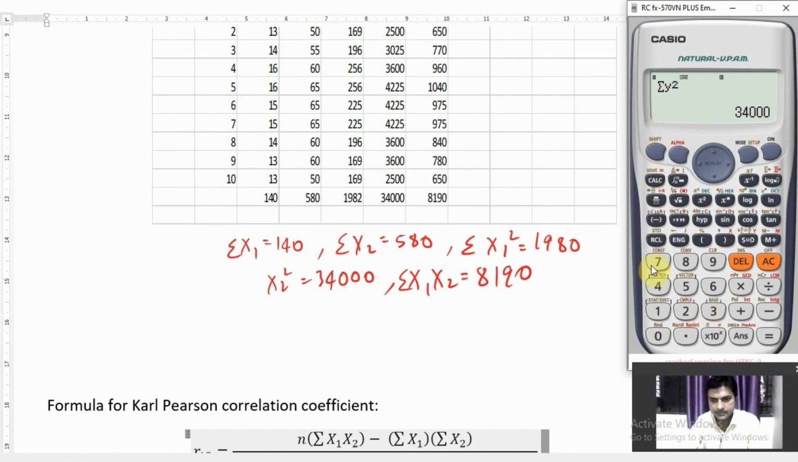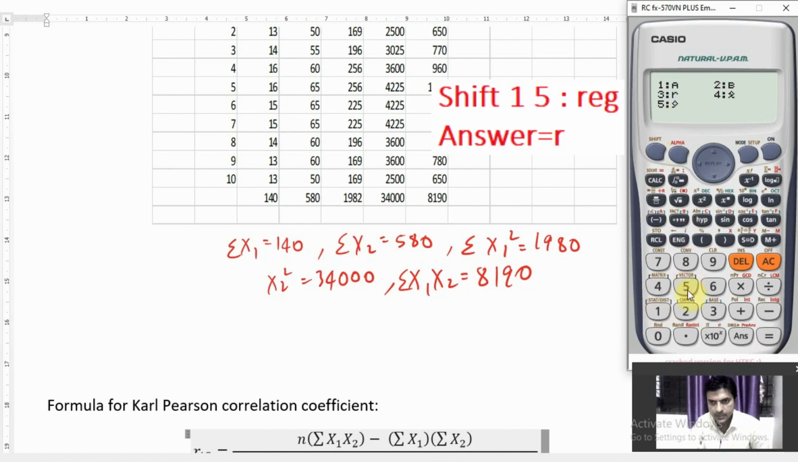And then again shift 1 3, yes 5, summation x1 x2, so equal to 8190. Within 2 minutes you will get all the answers. Now directly we can see shift 1, there is 1/5 one, you can see the data 5. Here you can see r is already there on the calculator, students. Here you can see 3, r is nothing but the correlation coefficient, r equal to, yes, if you can see in the calculator it's 0.786566. Within 2 minutes I got the answer.